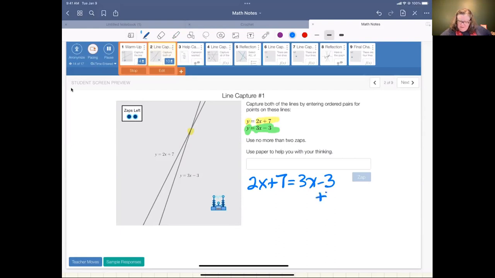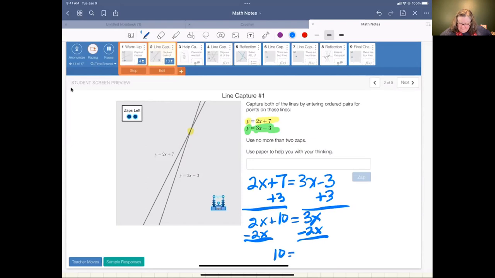I want to combine my like terms. I never like negatives. So because I see that -3x, that's what I'm going to go for first. I could start with other things. That's going to leave me with 2x plus 10 is equal to 3x. I'm still trying to combine like terms. Mele, that makes me happy. And I'm going to end up with 10 is equal to x. We now know our x term.